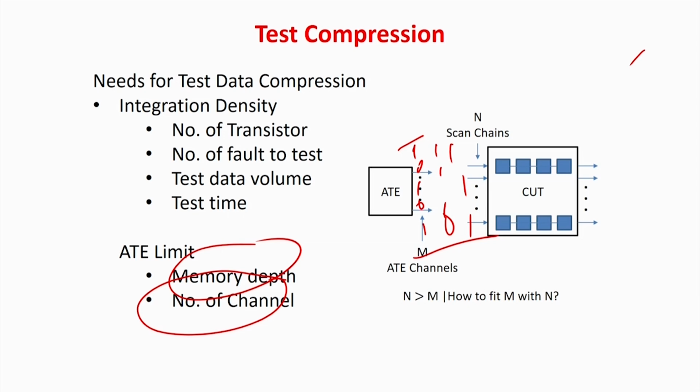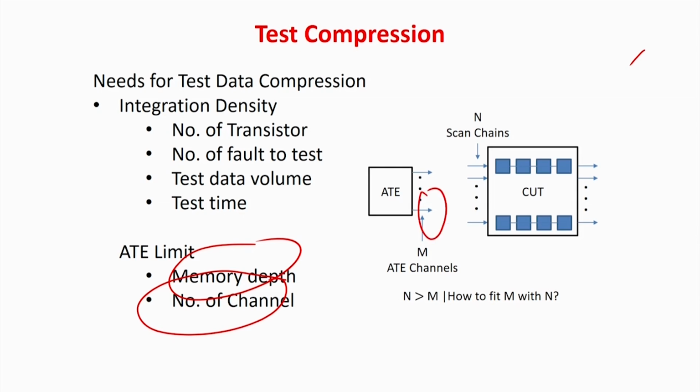So memory means the number of bits you are using. The more bits, the more patterns, and the more bits per pattern will increase the memory. So for memory in the ATE you have to pay. But memory is not that expensive, because nowadays memories are cheaper.